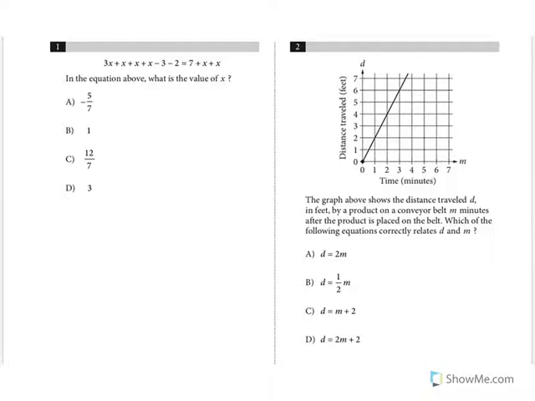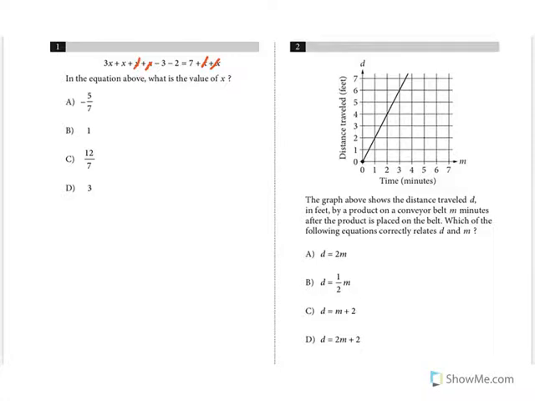In the equation above, what is the value of x? Now what we have here is a regular Algebra 1 linear equation, and a strategy I want to look at is for every x on the right side, if there's a corresponding x on the left side, we can go ahead and cross those out because they will sum to 0. So we can cross out that x and that x, that x, and that x.